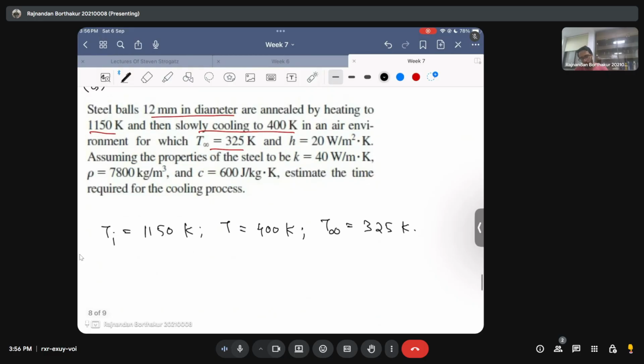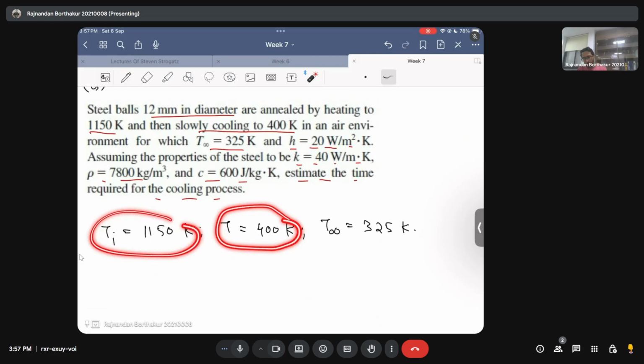And all other properties are given. For instance, the heat transfer coefficient is given as 20. The thermal conductivity of the balls is given as 40. Its density and heat capacity are given. What they're asking is to estimate the time required for the cooling process. So indirectly, they're asking how much time it requires for the body to reach from this temperature to the equilibrium temperature of 400 Kelvin, using the data that is given.